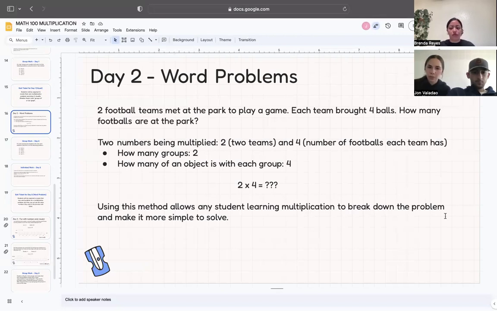So we know that the 2 numbers being multiplied are 2 and 4. We know this because there are 2 teams and both teams brought 4 balls. So we know that we're gonna have 2 groups and each group is gonna have 4 in them. That's where we get our 2 times 4. I didn't want to solve this one, so students could use the past bar or circle method to solve this. We just wanted to help them understand the layout of the word problem, how to create their own, and how to read it and understand it. Using this method allows students learning multiplication to break down the problem and make it more simple to solve.